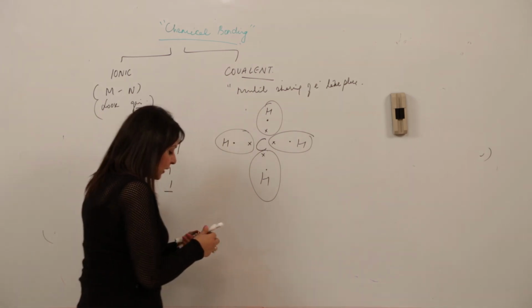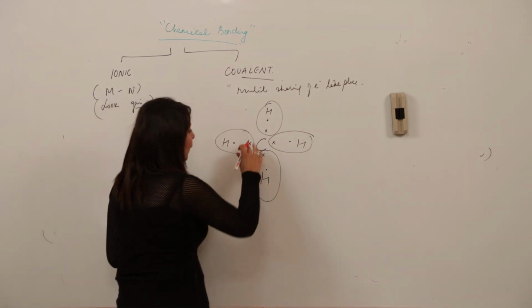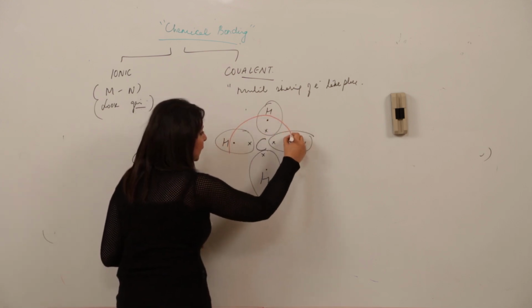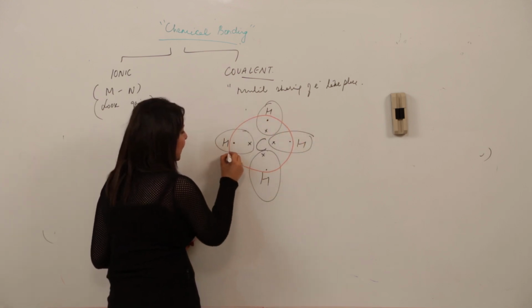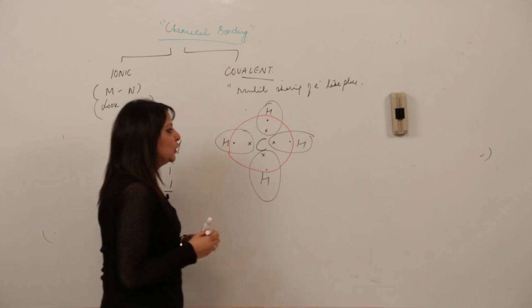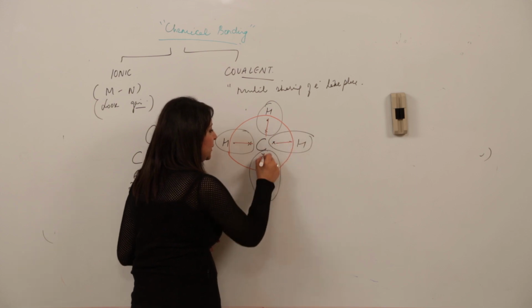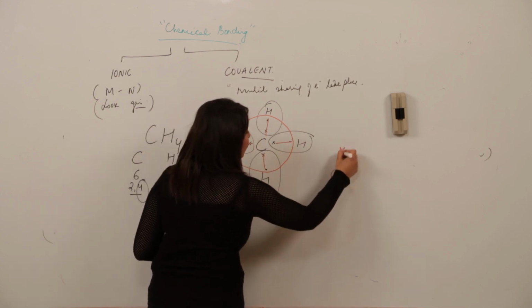Now how will carbon become stable? It already has its own 4 and it will accept those 4 ones of hydrogen as well. So this is the bond formation. See, single bond, single bond, single bond, single bond. So this is the geometry of CH4.